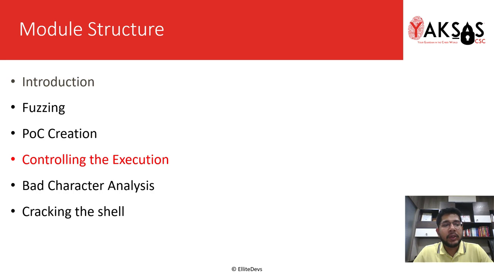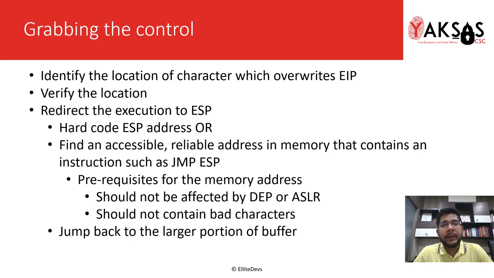This is our module structure and we are on part 4, that is controlling the execution. So in this part, we'll be doing a couple of things. We'll first identify the location of the character at which EIP is overwritten. We'll verify that location and then we'll redirect the execution to the memory address which is pointed to by the ESP register. Now we have a couple of choices here.